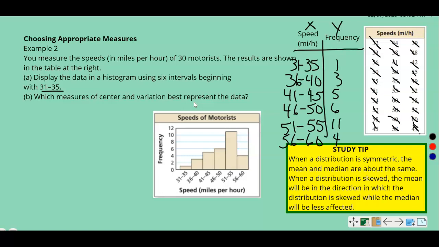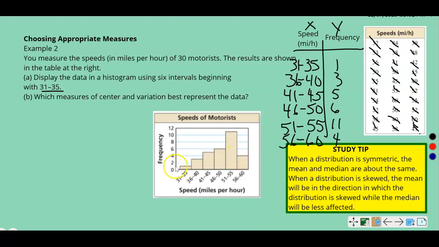All right, so because most of the data is on the right, this means that this is a tail here on the right. So remember in the information that we were given in our notes, this is considered a tail on the graph. So that means that it's skewed to the left. Since the tail is on the left, it's skewed to the left. So since it's skewed to the left, that means probably your median would be the best bet.